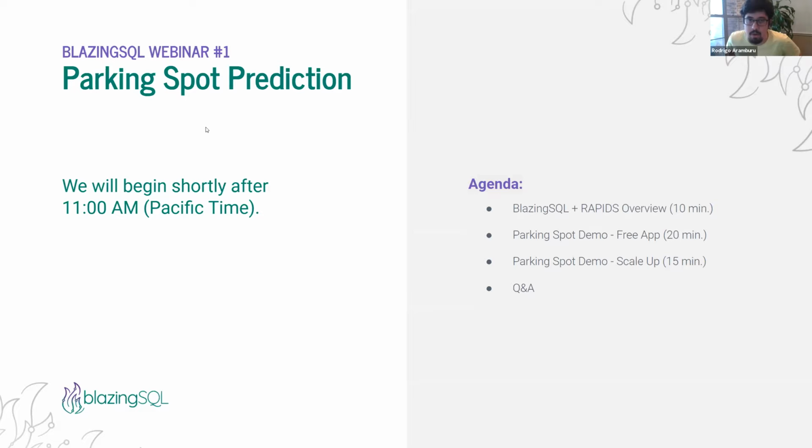So real fast, to talk about the agenda, I'm going to go over Blazing SQL and Rapids. This is for anyone who's not necessarily familiar. I've looked at the invitee list, and it does look like most people are relatively familiar with Rapids and the Rapids ecosystem. But just in case, we're going to do a quick overview of some components of the Rapids ecosystem, particularly as they pertain to Blazing SQL. And then we're going to jump straight into the demos, which you're all able to follow along.